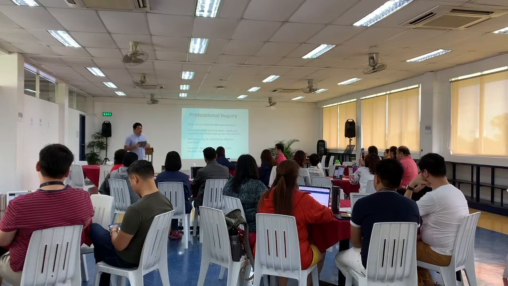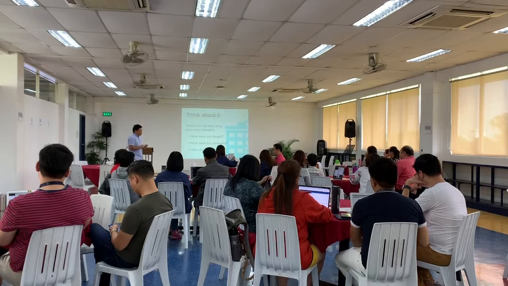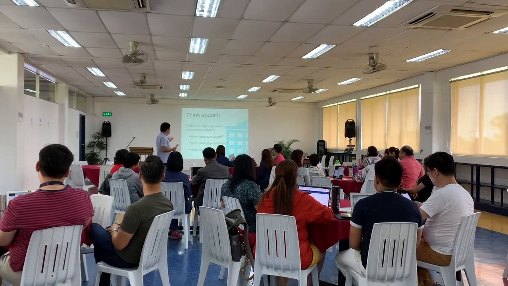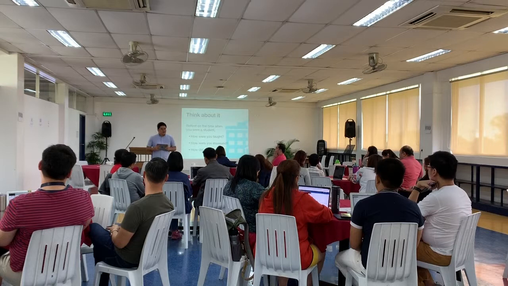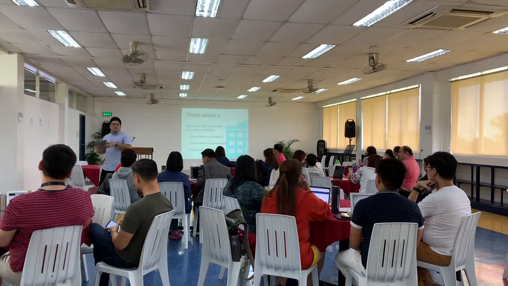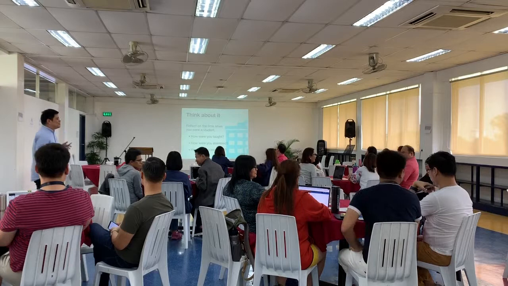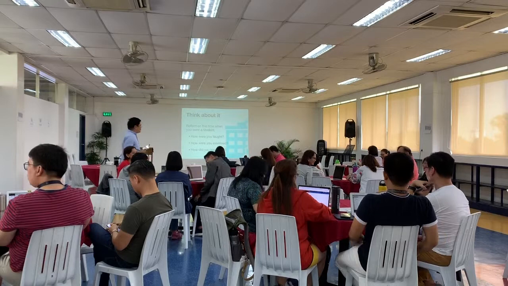Now for the first activity, I want this to be in a reflective mood first. Look at the questions on the board or on the wall and reflect on the time when you were a student. How were you taught? How were you assessed? How did you learn best? Have a chat in your own table groups and think about these questions. Some of you might have been students way back in the 70s, 80s, 90s, and some just back in the early 2000s. So think about it. How were you taught? How were you assessed? How did you learn best?